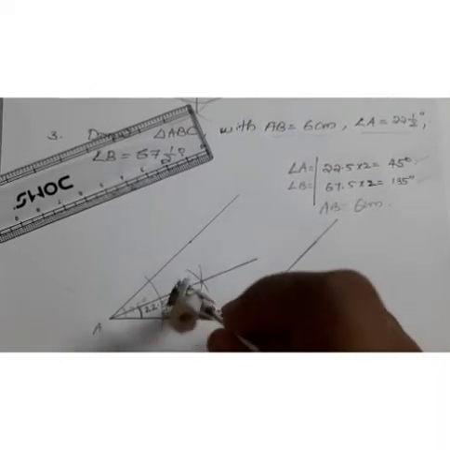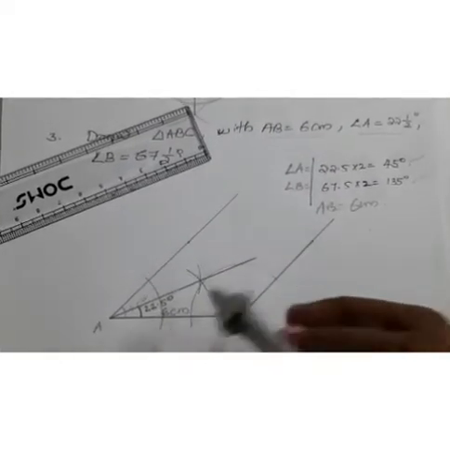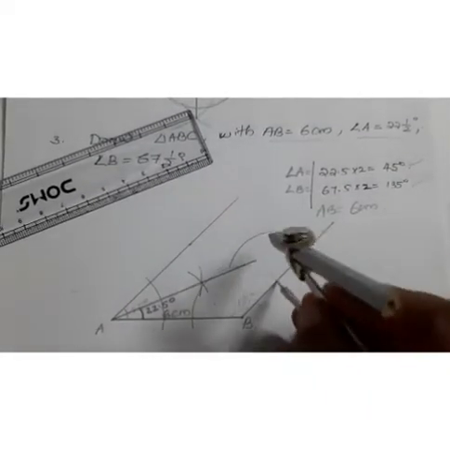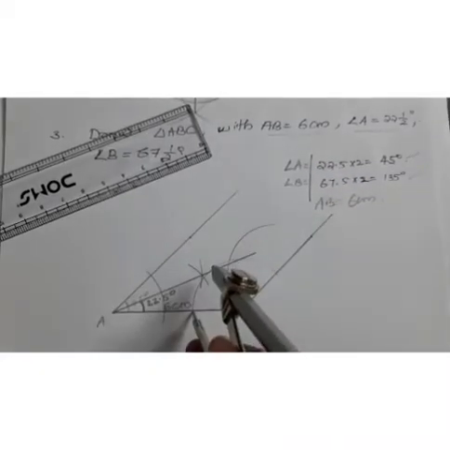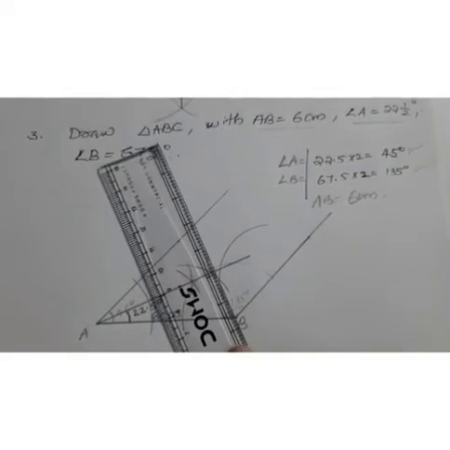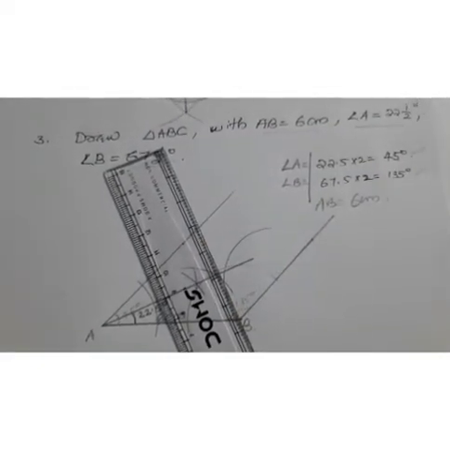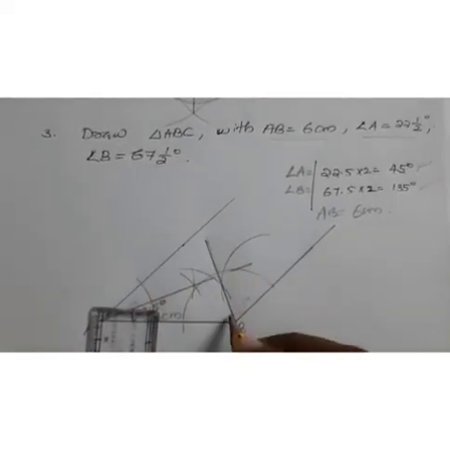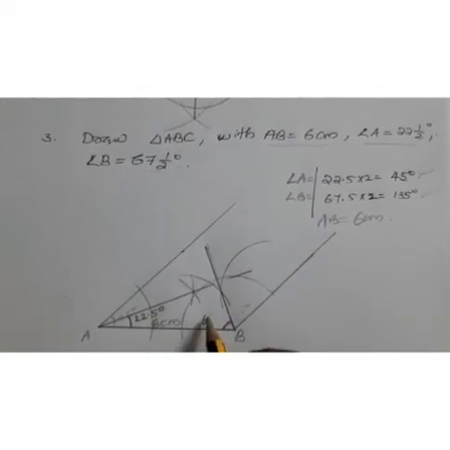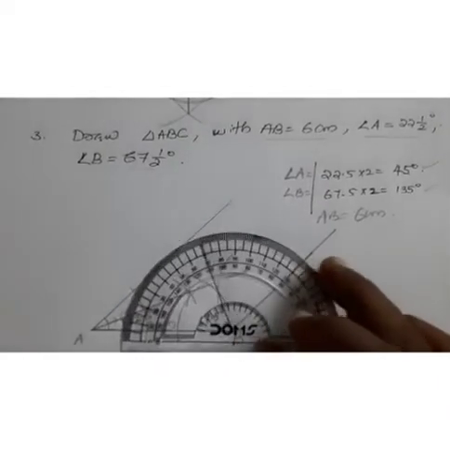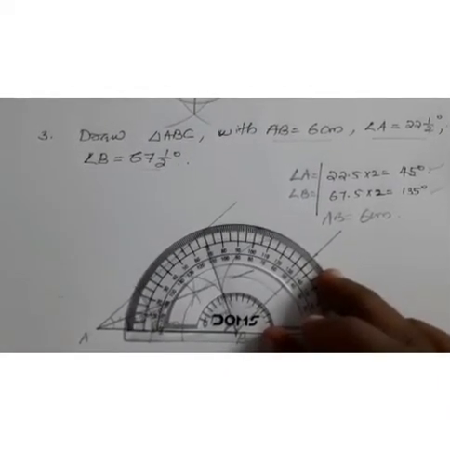So draw the arc first. And from here, you have to join this line. Join this line. So this angle is how much? 67.5 degree. So again check it here.